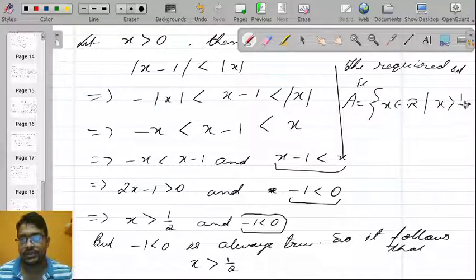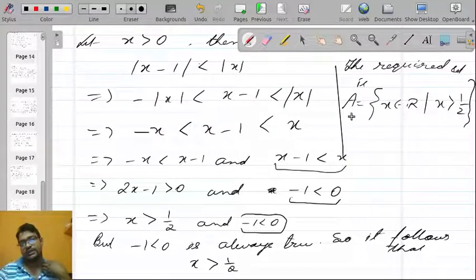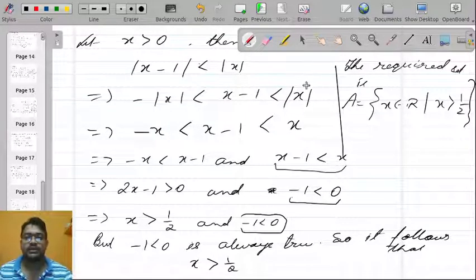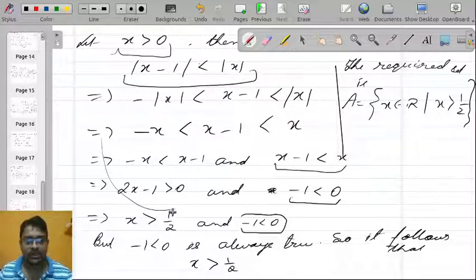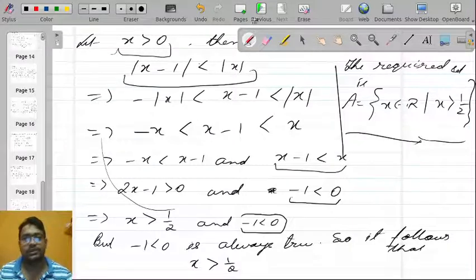All other cases are invalid. If x is less than 0, it's not satisfying. If x equals 0, it also doesn't satisfy. And if x is greater than 0, it is satisfied only when x is greater than half, because this inequality will imply x is greater than half. So this is the required set.